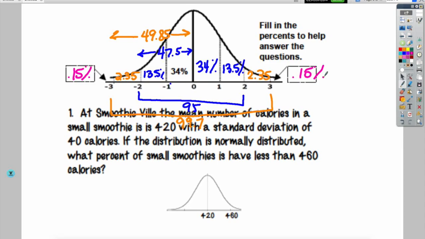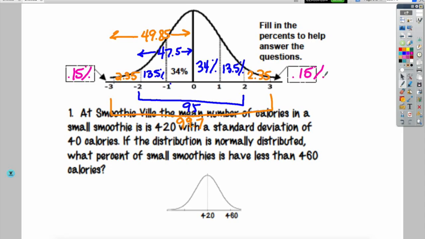Now, you use this information to help you determine different percentages or probabilities of different situations happening, like you see here at number 1. At Smoothieville, the mean number of calories in a small smoothie is 420, with a standard deviation of 40 calories. If the distribution is normally distributed, what percent of small smoothies have less than 460 calories? Okay?